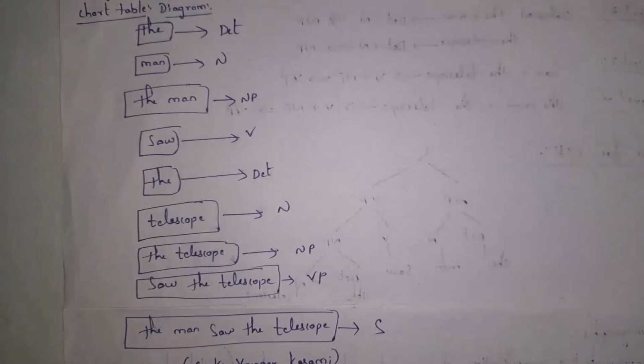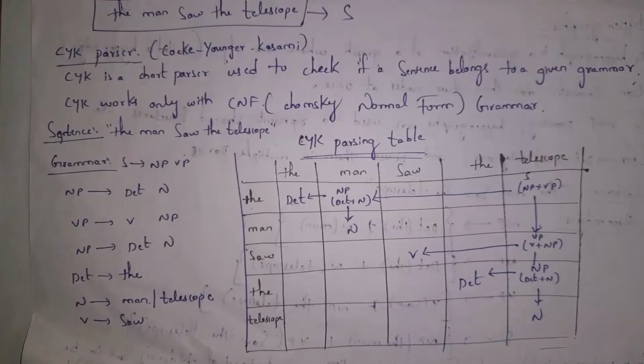In the exam, you can also write the chart parsing table diagram like this. So simply you need to include all combinations in boxes and connect them with grammar rules. Next I will explain what is the CYK parser. Guys, CYK stands for Cocke Younger Kasami. The CYK parser is also one type of chart parser. The CYK parser works along with CNF.